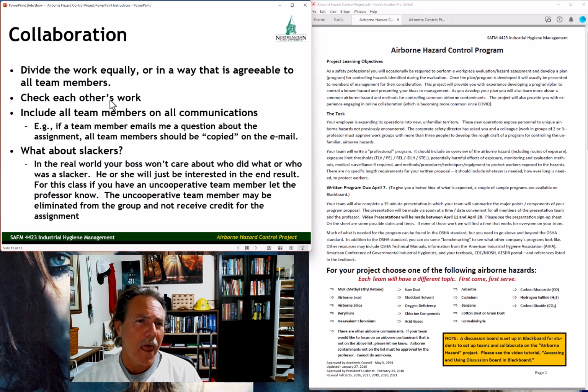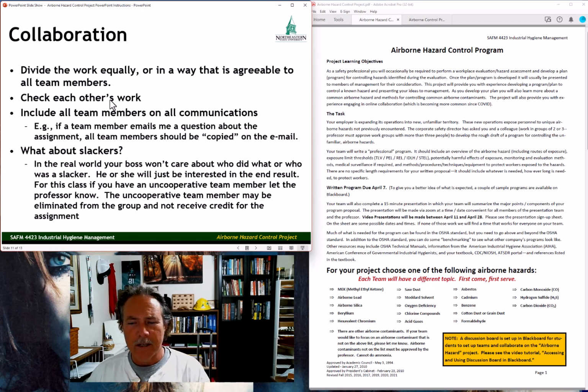When it comes to collaboration, I recommend that you divide the work equally, or at least in a way that's going to be agreeable to all team members. When you divide the work, don't just divide it, say, well, so-and-so's doing this and so-and-so's doing that. Don't just go your separate ways from that point. Work together, check each other's work, use each other as a sounding board.